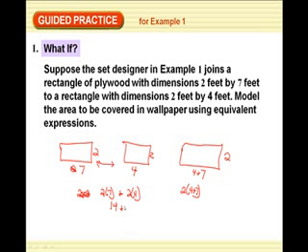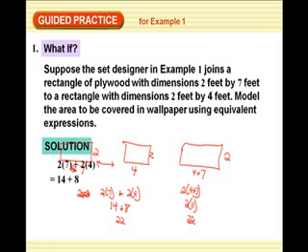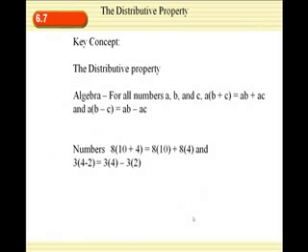That would be 14 plus 8, that would be 22. That would be 2 times 11, which is 22. Let's see how they did it. Same over there. And then we should put the label because it is area. Feet squared would be the label.